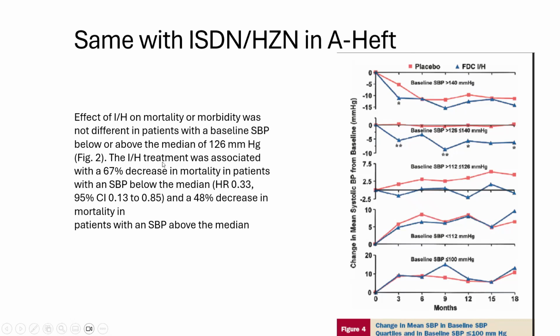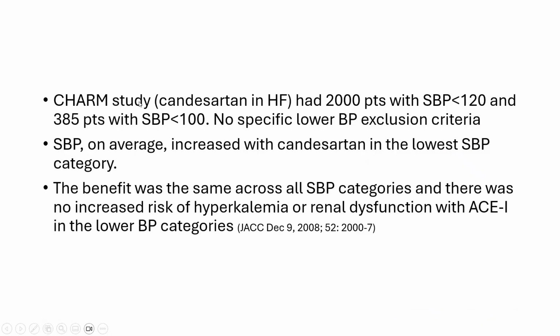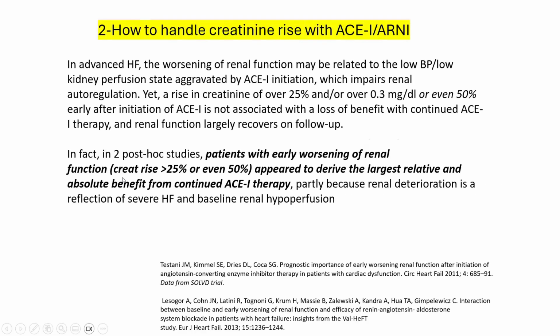And in fact, therapy was associated with a more dramatic relative and absolute reduction of mortality in patients with a lower systolic blood pressure than those with the higher one. And you can see here that patients with a baseline blood pressure less than 100 experienced a progressive increase of blood pressure with therapy. Similar findings were seen in the CHARM study in patients with a baseline blood pressure less than 100. Blood pressure on average increased with candesartan in the lowest blood pressure category.